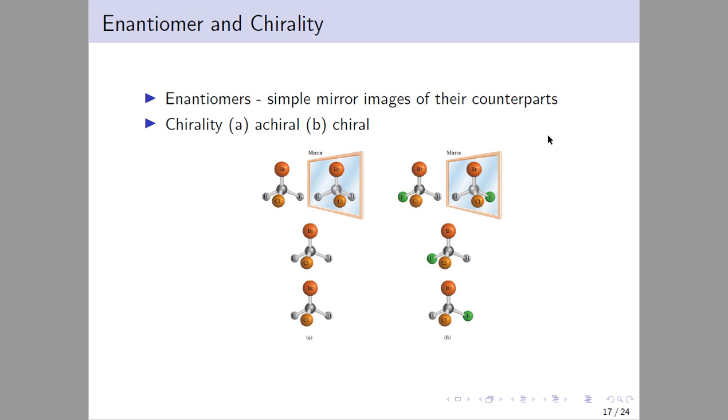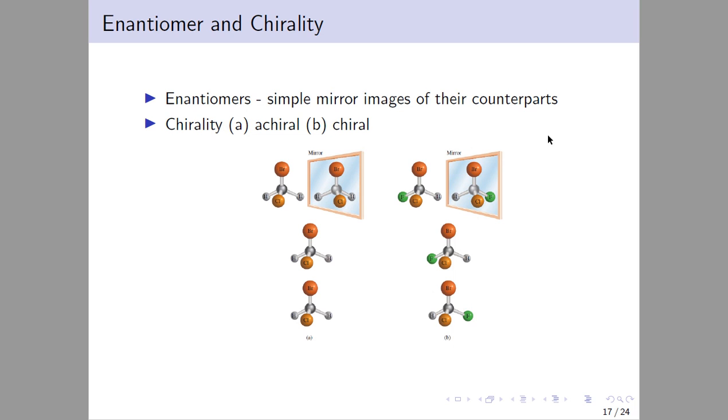Okay, and next we have this. Again, these are just revision of organic chemistry. So we have enantiomer and chirality. Enantiomers are simply mirror images of their counterpart. Okay, so we put the molecule near the mirror and see whether it's a left hand or right hand, so you can see the difference.